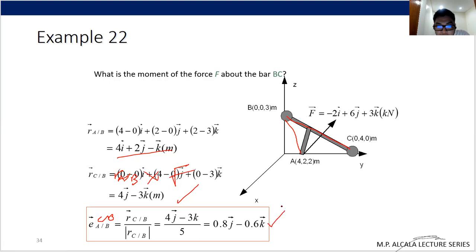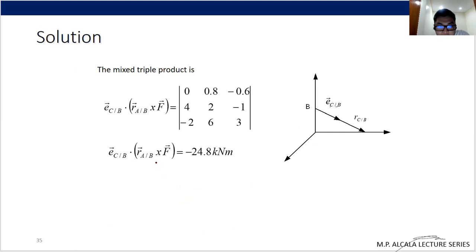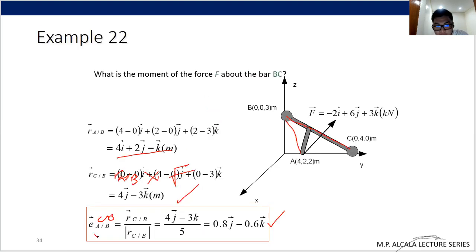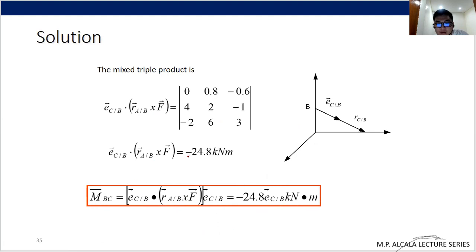So for now, get the moment: RAB cross F. Simply get the moment and then take the dot product with ECB, which we have here from a while ago. That gives us the following.